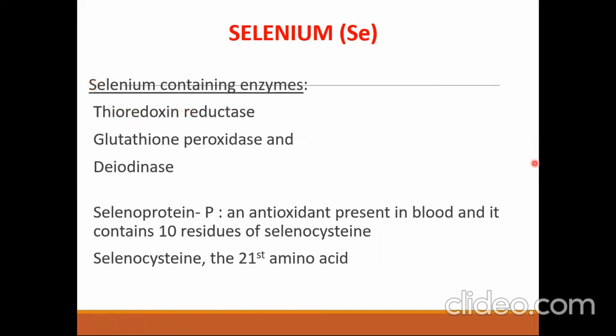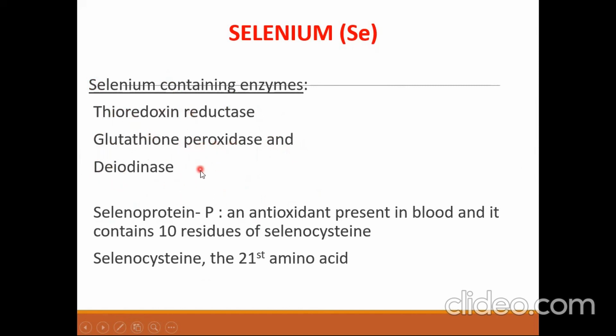There are a variety of enzymes which are selenium dependent. We'll see only three. One is the thioredoxin reductase. Next one is the glutathione peroxidase, which is present in a higher concentration in the RBC, and the deiodinase enzyme. So these three enzymes are the important selenium containing enzymes: thioredoxin reductase, glutathione peroxidase, and deiodinase.